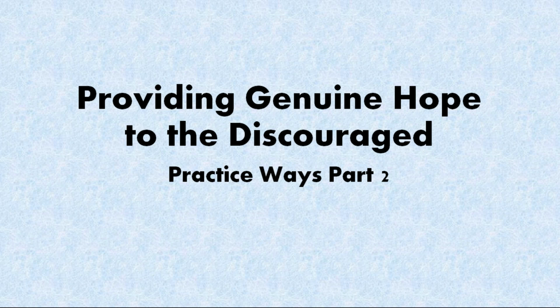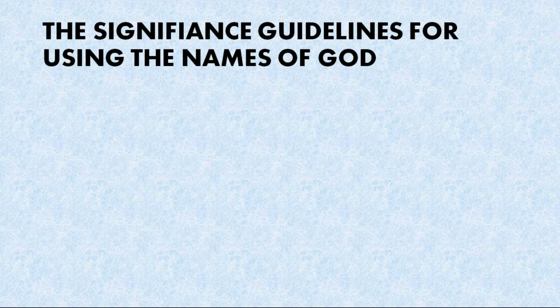and kind of figured out what attribute, and there could have been several attributes that you could have used. There's not a right or wrong answer per se. It's just something that you could have practiced. Today, we want to talk about using the names of God. But before we do that, I want to look at the significance and guidelines for using the names of God.